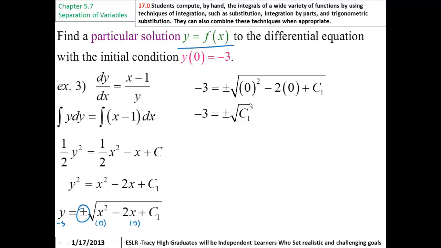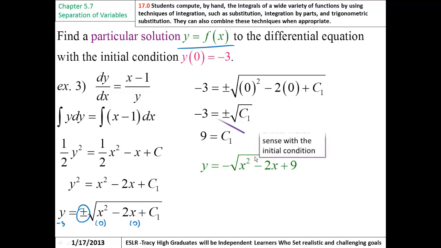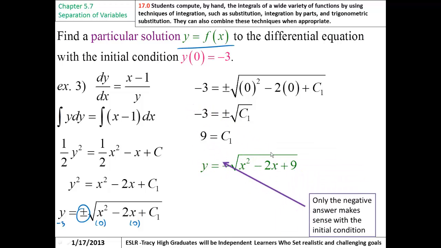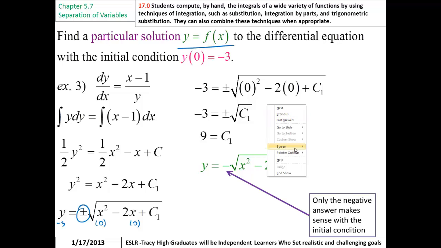-3 equals plus or minus the square root of c, square both sides, c equals 9. So, okay, this is an important point, and this is something that you can easily lose a point on an AP test or any test. So we've got this plus or minus, and so is it a plus or is it a minus?